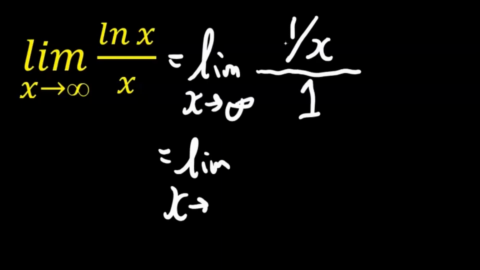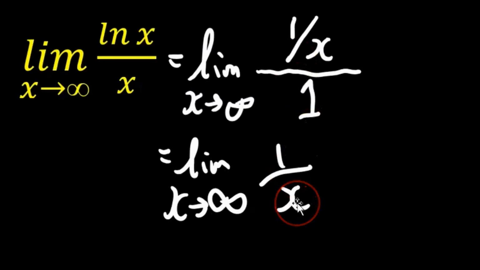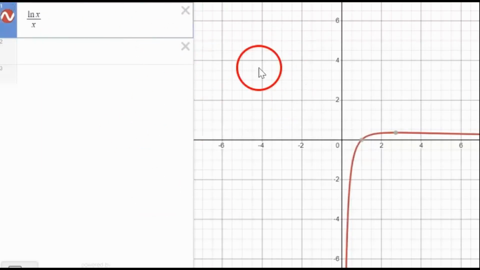limit as x goes to infinity of 1 over x. Now, it's super obvious, isn't it? We have a constant in the numerator, a denominator that's getting larger and larger. It's getting bigger than a bus. So we have a huge denominator. So this is definitely going to 0. And we could look at this on our graphing calculator.